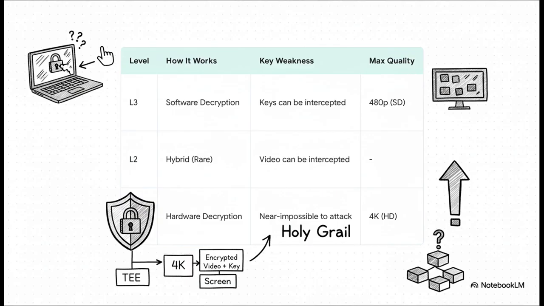But the one everyone wants is L1. On a device that's L1 certified, the locked video goes into that secret room, the key goes into that secret room, the video gets unlocked inside the secret room, and then the final watchable movie goes straight to your screen without ever touching the normal, insecure part of your computer. And here's the kicker. Your device's certification level, whether it's L1 or L3, is what actually determines if you're even allowed to watch in 4K.